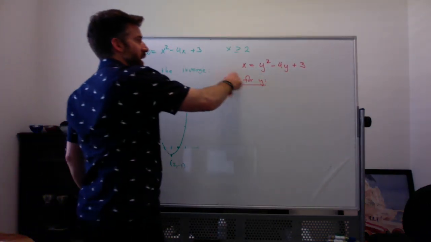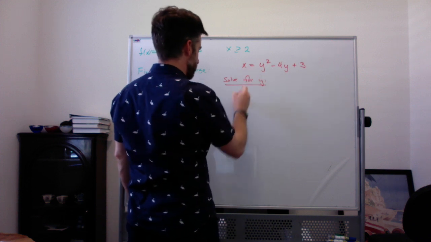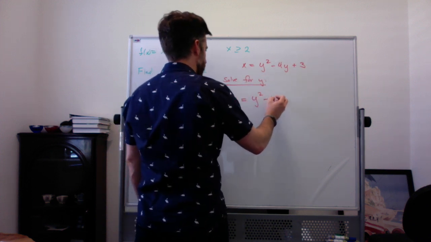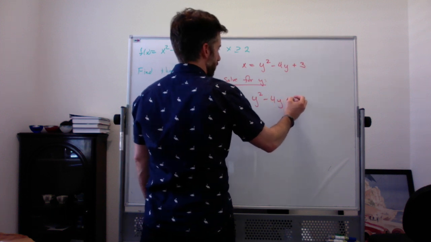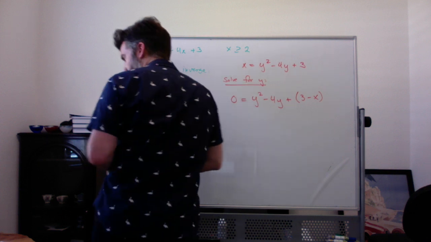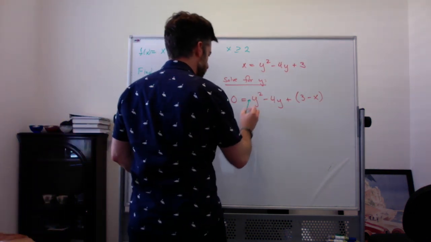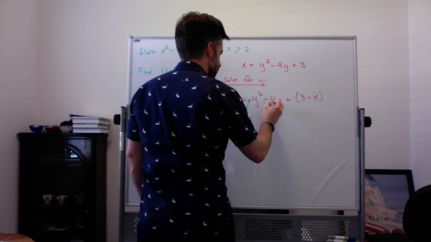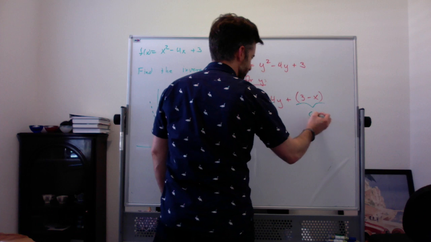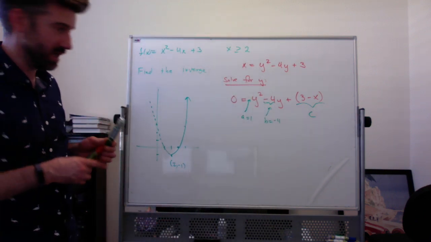You have to bring this x over here and treat it as part of the c term. So here, subtracting x from both sides, I'm going to have 0 equal to y squared minus 4y plus 3 minus x. So what I've really got here is my a value is 1, my b value is -4, and my c value is 3 minus x, which is strange, but it is what it is.